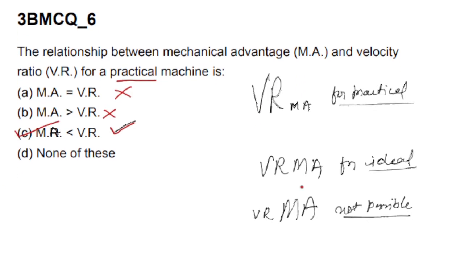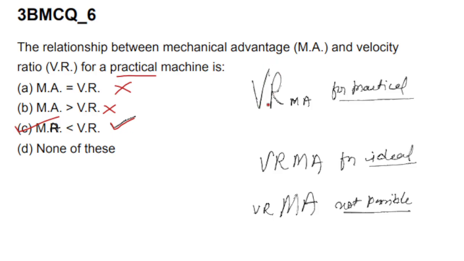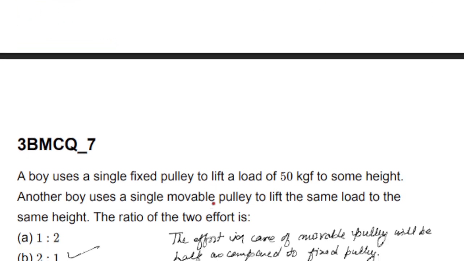So this is just a summary I have drawn. So a bigger VR can happen, and MA can be small. This will happen for practical machines. If the height is the same, I want to show that VR is equal to MA. This will happen for ideal machines. And VR is less and MA is more, this is not practical. This cannot happen. So remember like that. Okay, let's go to question number 7.